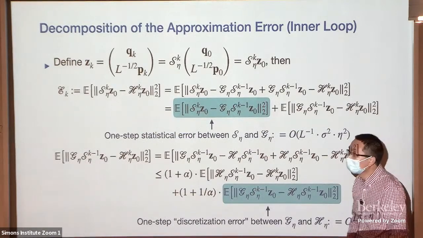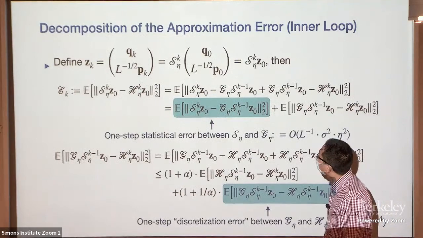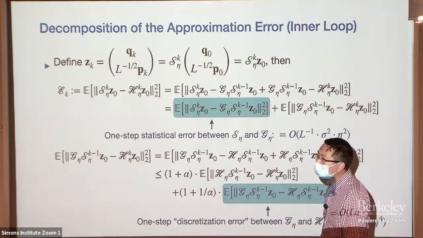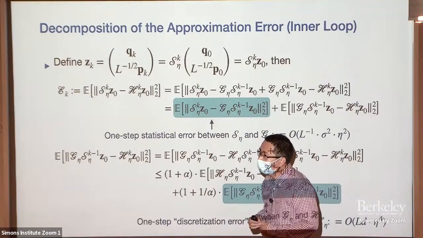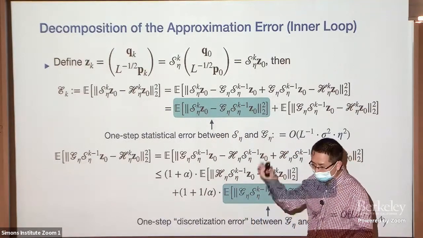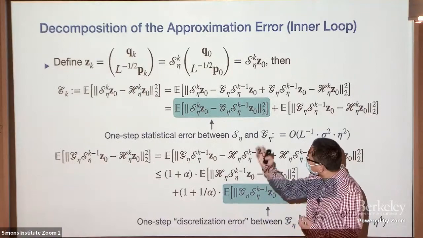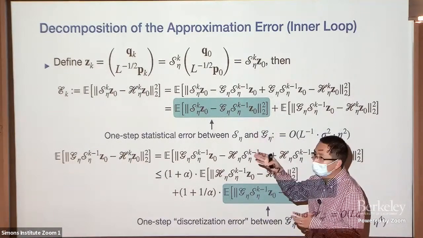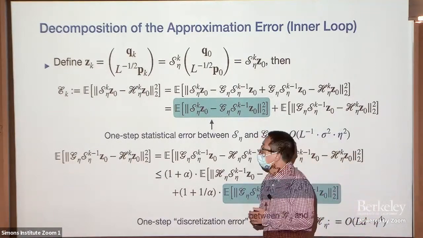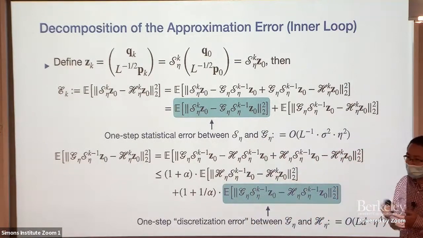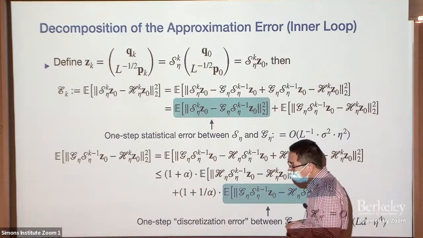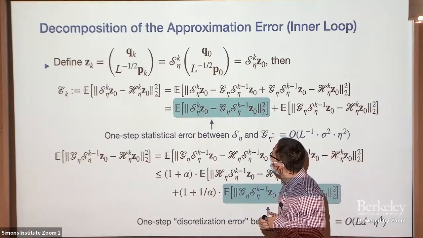All right. Now, let me define some augmented variable z_k. We just concatenate the position variable q_k and also the velocity variable p_k together. And the p_k is normalized by square root of L. L is the smoothness parameter. This is just for the purpose of proving the bounded expansion property.